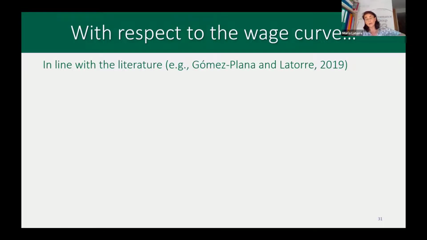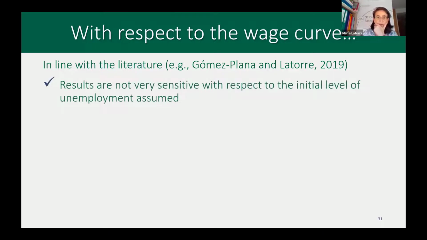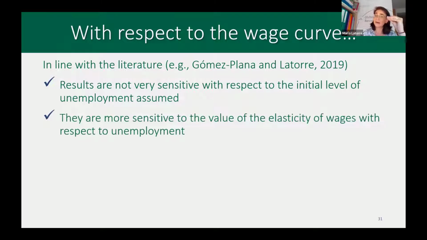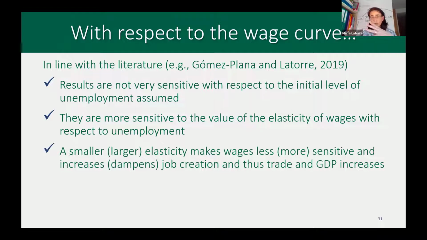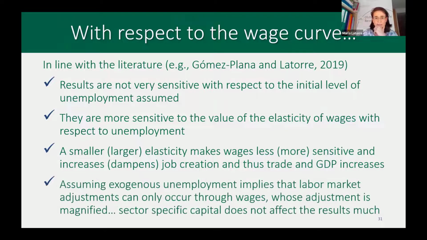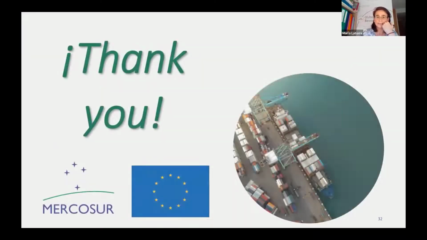And regarding the wage curve, we obtain results that are in line with the literature. Results are not very sensitive with respect to the initial level of unemployment assumed. They are more sensitive to the elasticity of wages with respect to unemployment, but that usually works in a way in which the lower the elasticity, the higher the impact of the agreement, and the lower the increase in wages. And then assuming exogenous unemployment implies that the results are somewhat less intense. You get more positive impacts if you introduce unemployment.